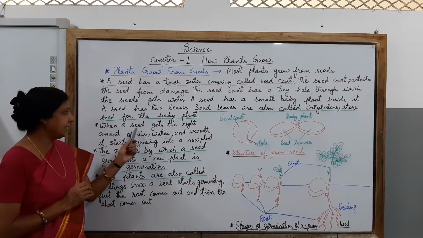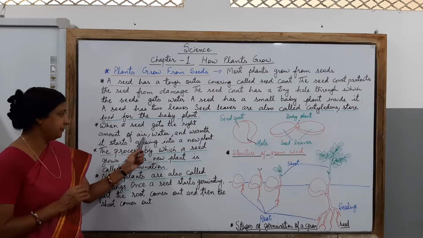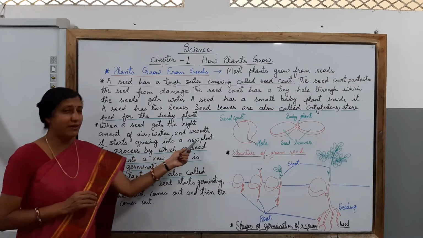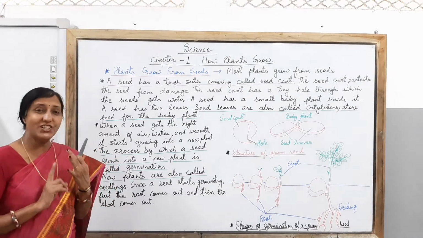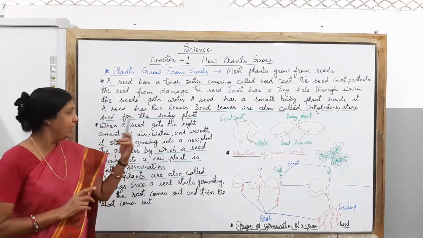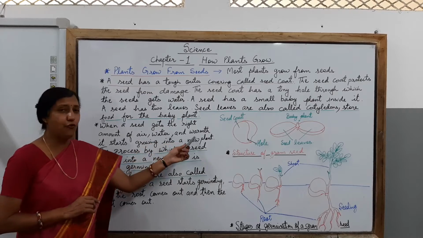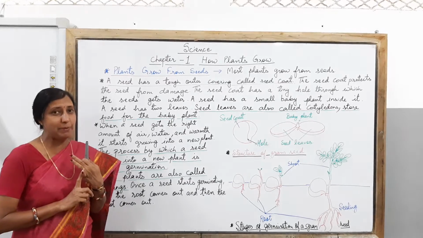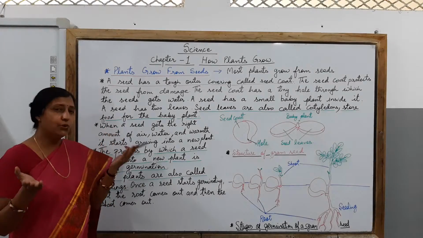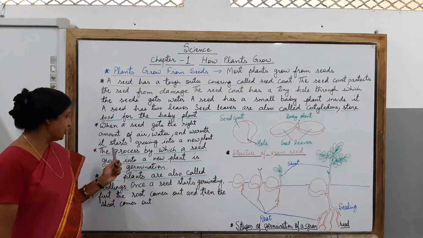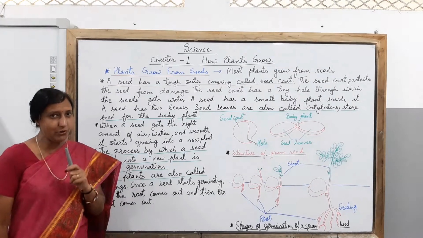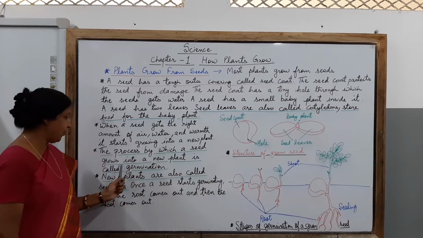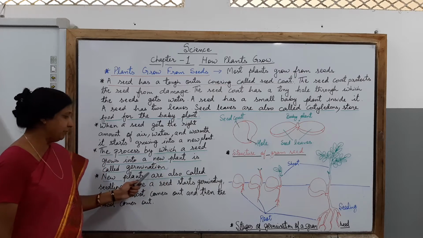So children, when a seed gets the right amount of air, water and warmth, it starts growing into a new plant. Please remember this. What are the three things a plant needs for its growth? It needs air, water and warmth for its growth. With the help of these three things being supplied, it is able to grow properly. So children, now you will know what germination is all about. The process by which a seed grows into a new plant is called germination.